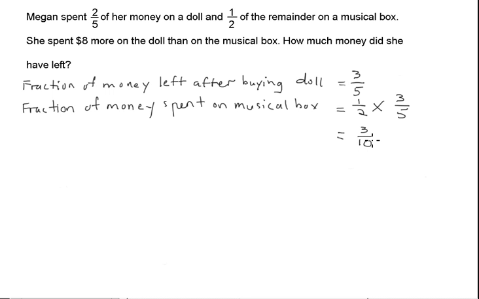The question says, she spent $8 more on the doll than on the musical box. The doll is more expensive than the musical box. If we take the fraction spent on the doll minus the fraction spent on the musical box, we will get the difference. And this difference is equivalent to $8. So we want to find the difference between the fraction she spent on the doll and the musical box.